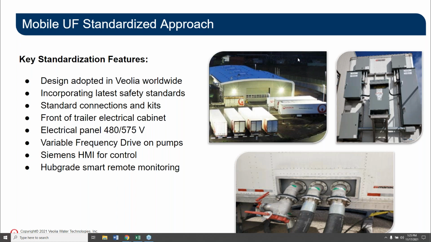It has standard connections and connection kits, which cuts down on the installation time. It has a front of trailer electrical cabinet to ease the connections and again reduce the installation time. It has VFDs on pumps. It comes with two models for the electrical panel, 480 and 575 volts, to suit different electrical grids in different countries. It uses a Siemens HMI, and it has an upgradable smart monitoring facility, a system that Veolia has, by which we can monitor the asset and operate the asset from a distance in cases where this is required. Next slide.